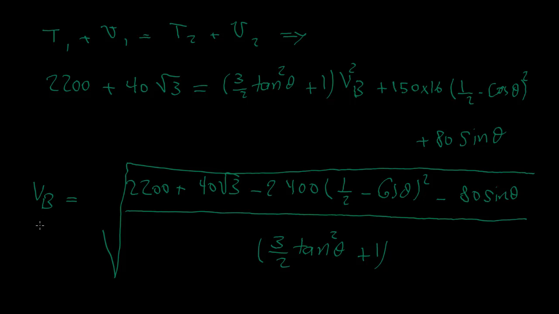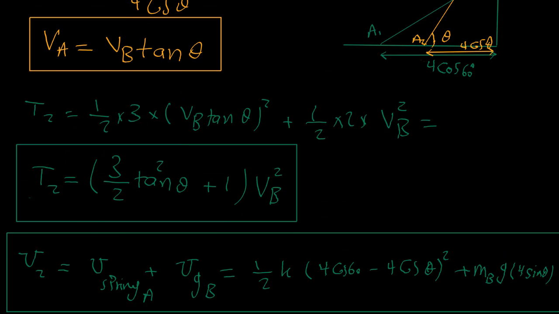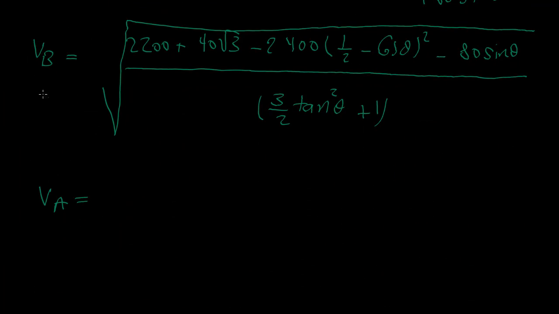So this is VB, and now that we have VB, let me check that we have done this correctly. I think it's correct. So now that we have VB, VA is basically tangent theta times VB. Yes, so VA is just tangent of theta times this quantity VB.